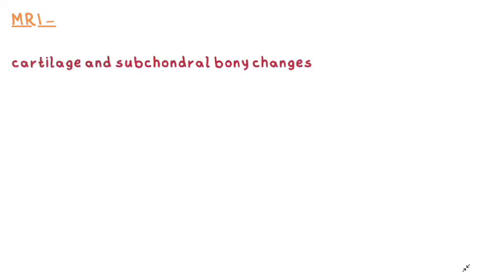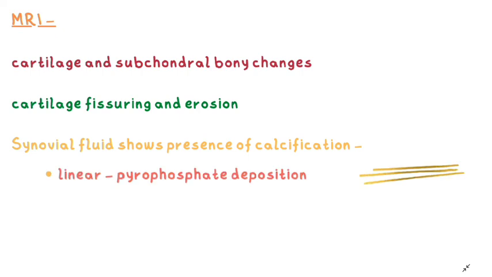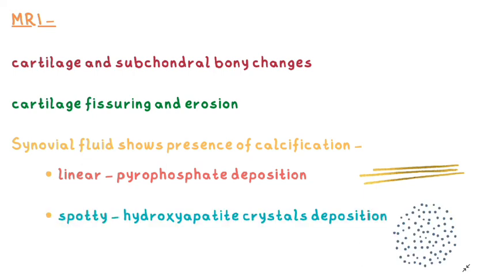MRI. MRI shows early cartilage and subchondral bony changes. Arthroscopy reveals cartilage fissuring and erosion. Synovial fluid shows presence of calcification. If there is a pyrophosphate deposition, the calcification is linear, and if hydroxyapatite crystals are deposited, it becomes spotty.